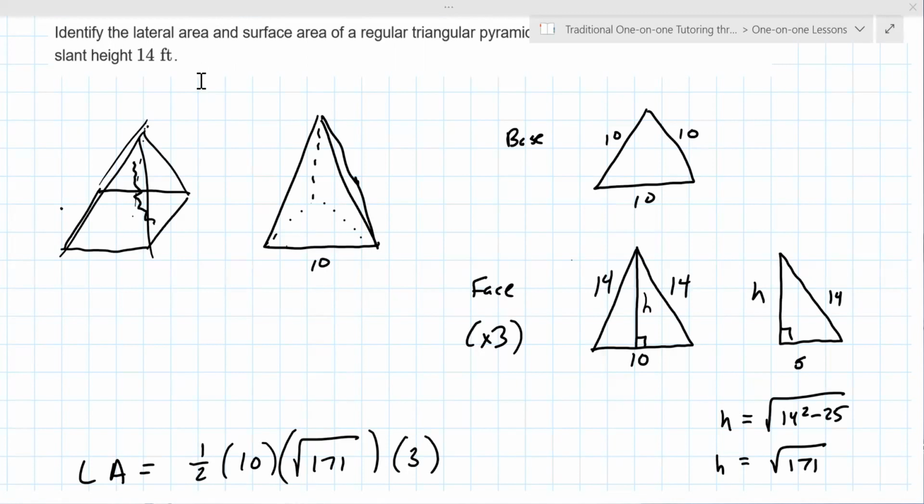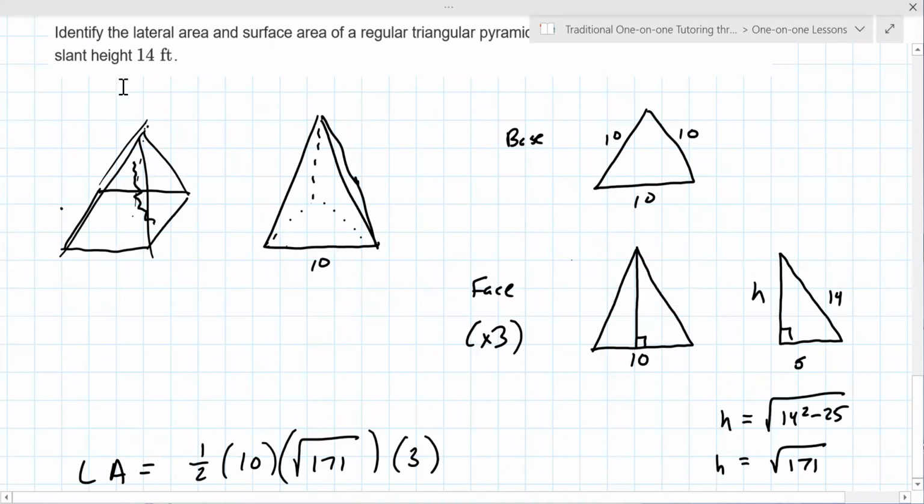No, it works out nicely. So let me do it another way. There's another formula they use. Oh, you know what? I gave you the wrong one. I'm sorry, I see the problem now. 14 is the height.